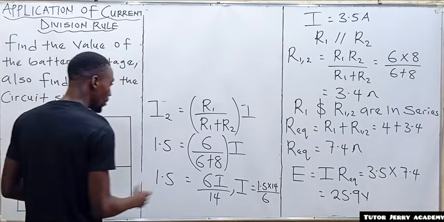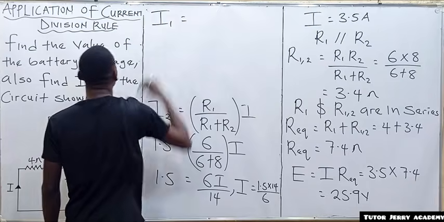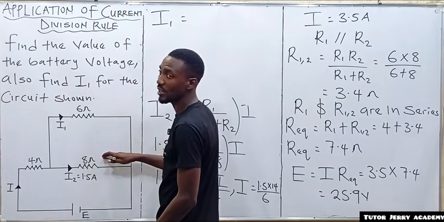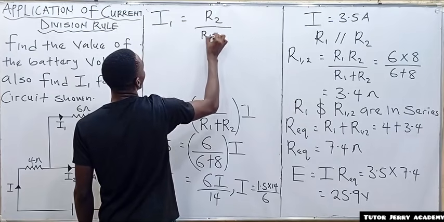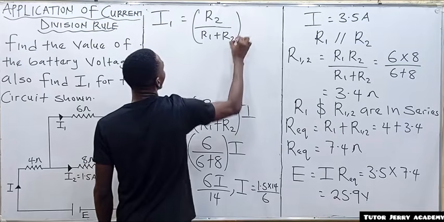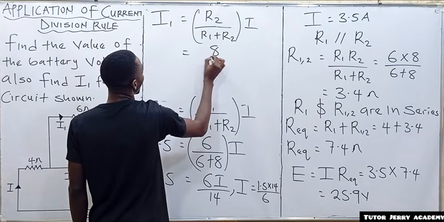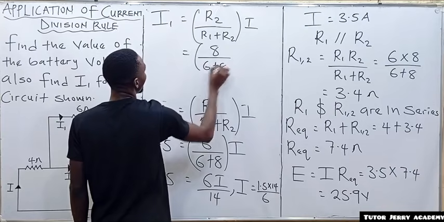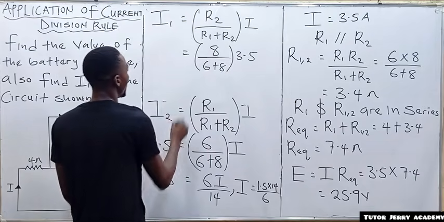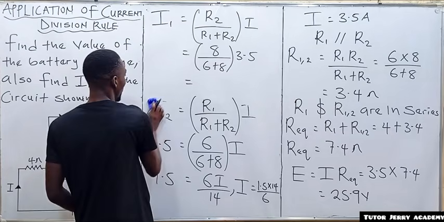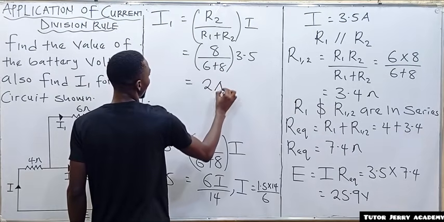For us to calculate our I1, this and this are in parallel. So it's going to be R2 over R1 plus R2, multiplied by the total current. If you substitute now, R2 is 8, so that is 8 over 6 plus 8, multiplied by 3.5, because 3.5 is our total current. By the time you press this in your calculator, you are going to have 2 amperes as your answer. So our answer is 2 amperes.